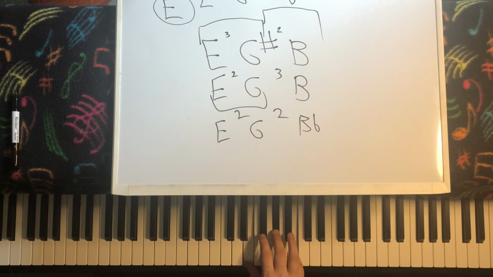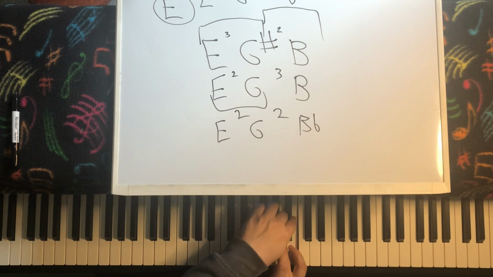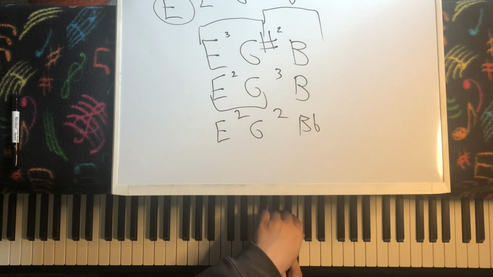Okay, if I want to make E major into E minor, I'm going to drop that middle note down. So I went from 3 and 2 to 2 and 3.